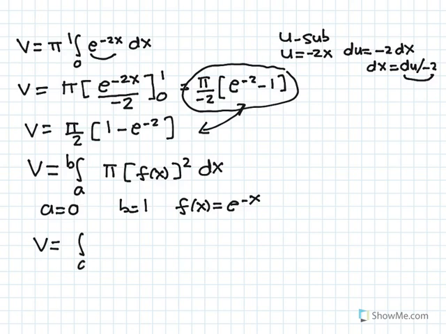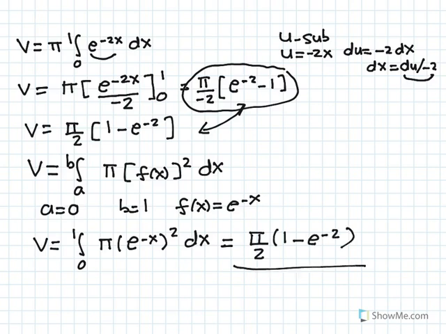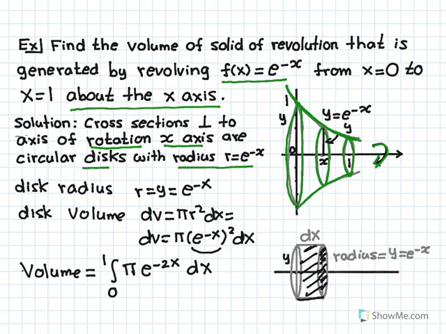Volume is the integral from 0 to 1 of pi times e to the minus x all squared dx. And we evaluate this quantity, and this came out to pi over 2 times 1 minus e to the minus 2. This is the volume of the solid pictured in the last page here. There. This is the volume of this solid. And that's the disk method.